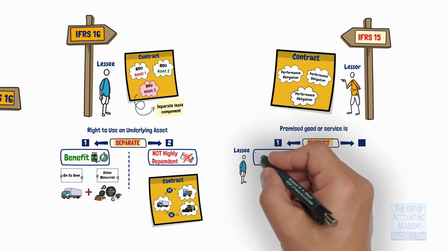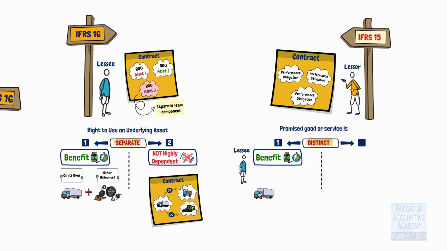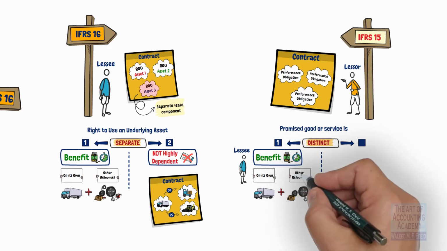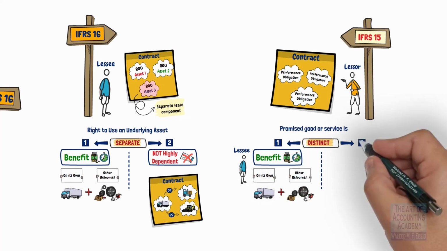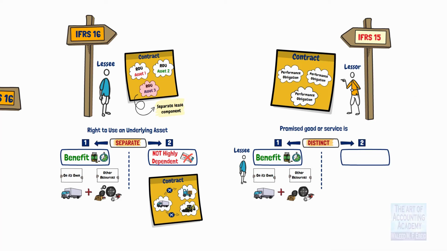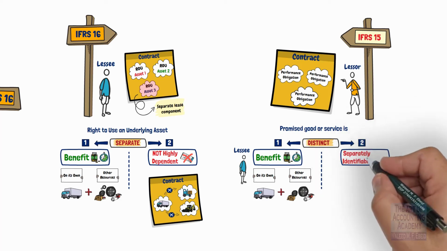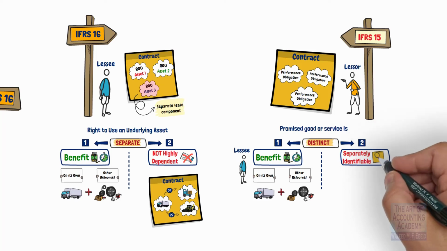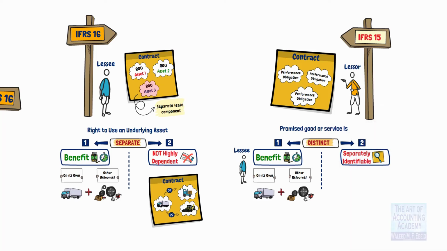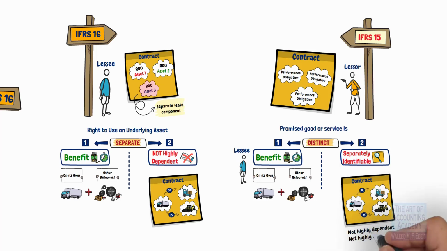First, the customer can benefit from the promised good or service, either on its own, or together with other resources that are readily available to the customer. Second, the entity's promise to transfer the good or service to the lessee is separately identifiable from other promises in the contract. The standard mentioned that one of the factors that indicates that two or more promises are separately identifiable is that the goods or services are not highly interdependent or highly interrelated.